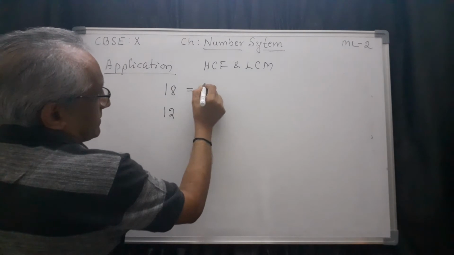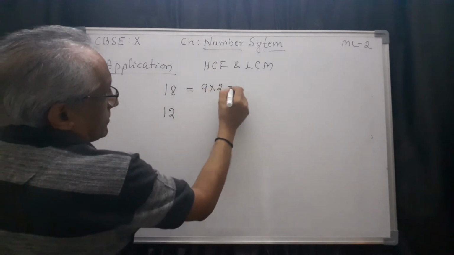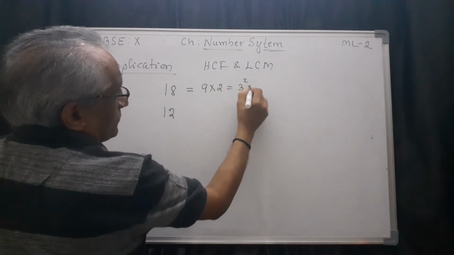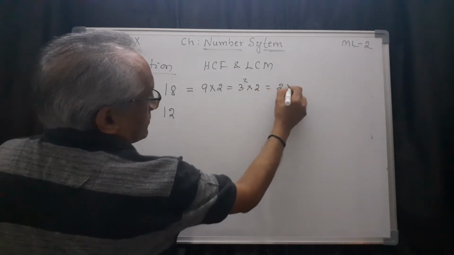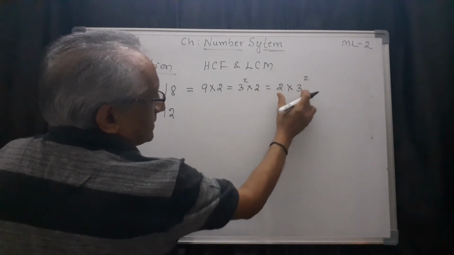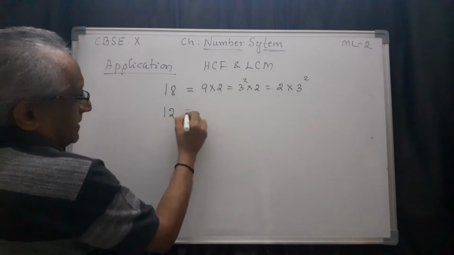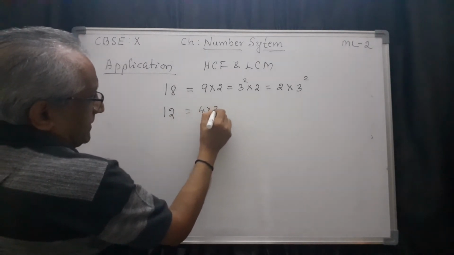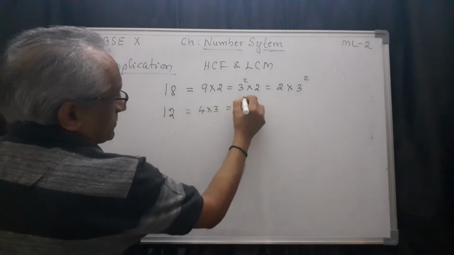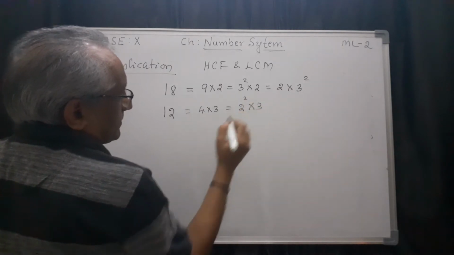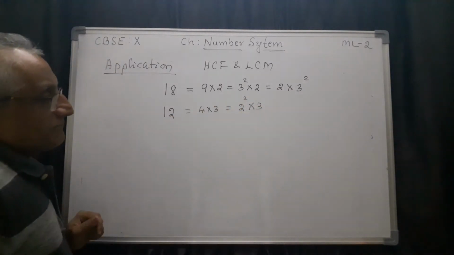So 18 is 9 into 2. So this is 3 square into 2. Of course you can also write it as 2 into 3 square, so that we are writing in the increasing order. 12 can be written as 4 into 3. This is 2 square into 3. So this is the factorization.